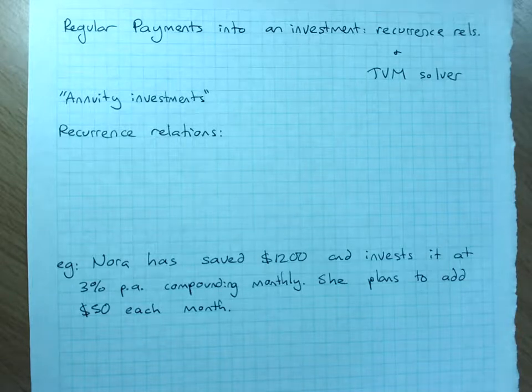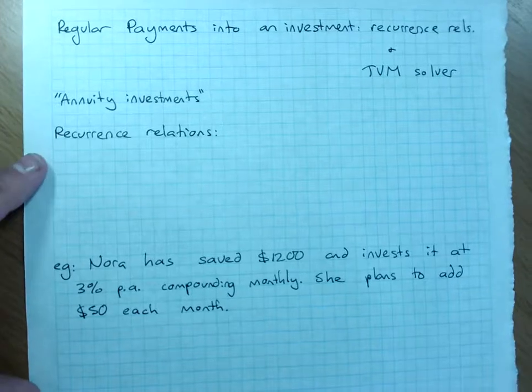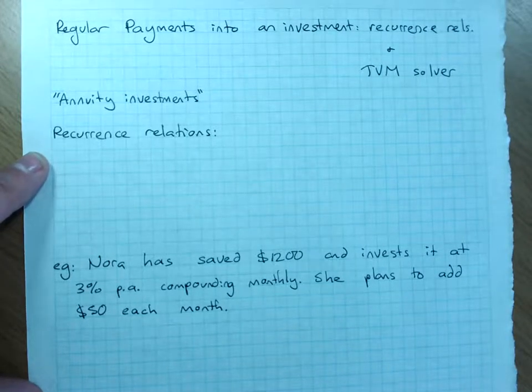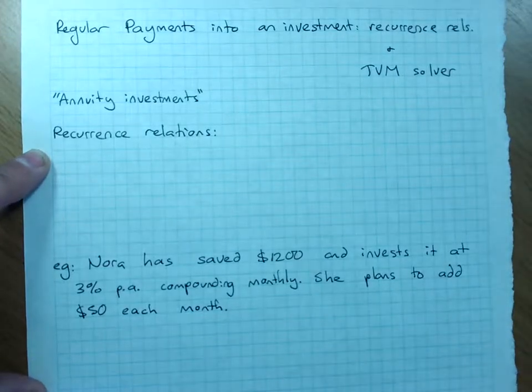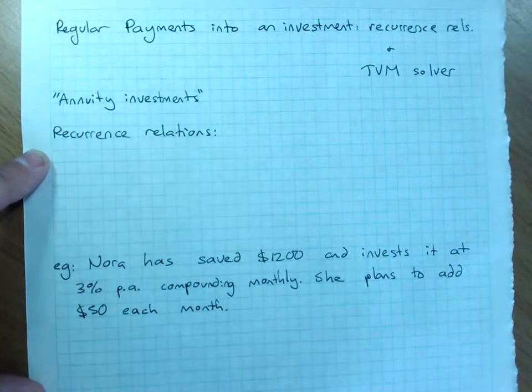Regular payments into an investment. So you've made an investment and you're still putting money into the bank on top of that. So it is earning you interest and you're putting more money in. This is one of the best ways of saving money, so I strongly recommend we do this. We can do it with a recurrence relationship or with the TVM solver, and it's often called an annuity investment.